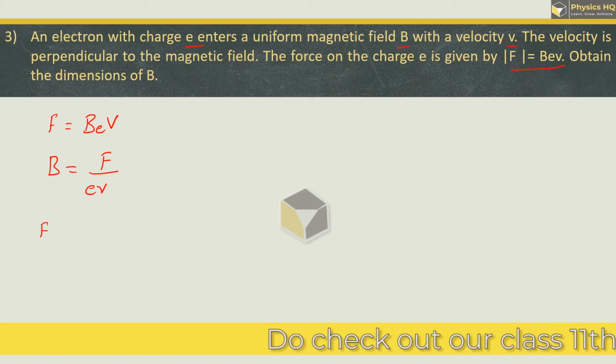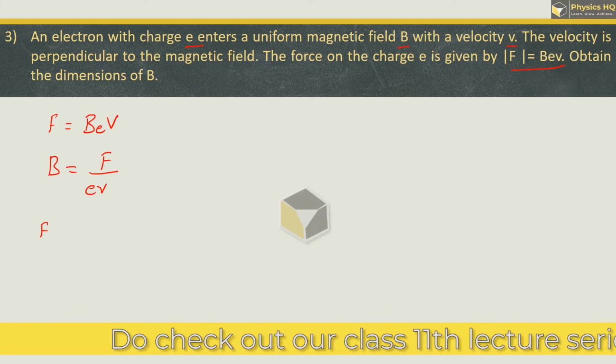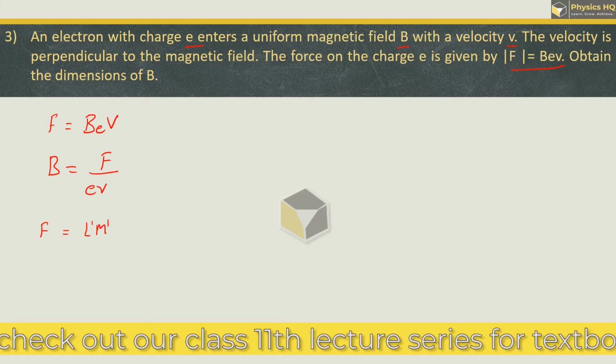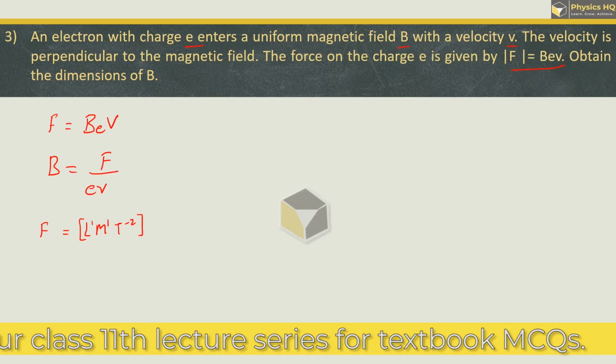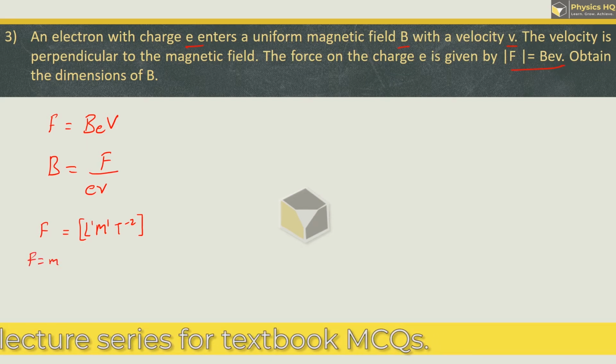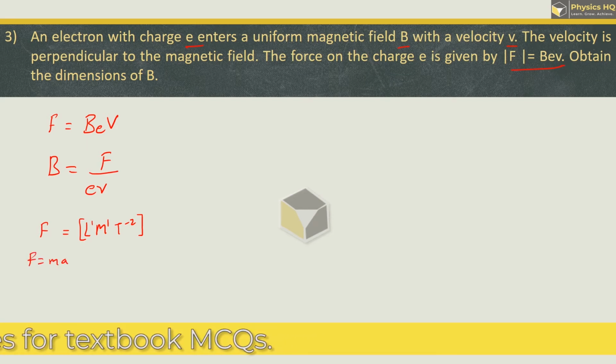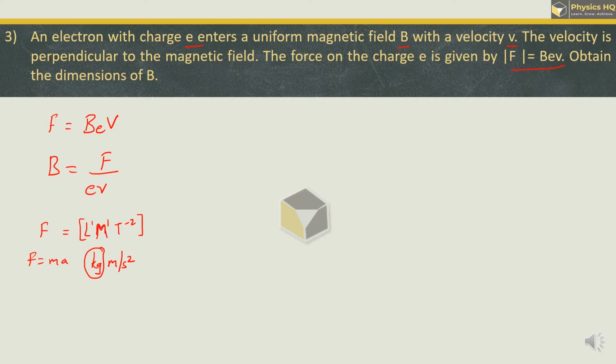So let us go ahead. First of all, we'll find the dimension of force. Dimension of force is given by L1 M1 T raised to minus 2. If you want to know how it came, force is nothing but mass into acceleration. Mass has unit kg and acceleration has unit meter per second square. Because of this kg, we have M raised to 1, mass to the power 1. Because of this meter, we have L raised to 1, and seconds square is in the denominator. Therefore, we have written T raised to minus 2. Next, velocity is meter per second, and the dimension from this will be L1 T minus 1.